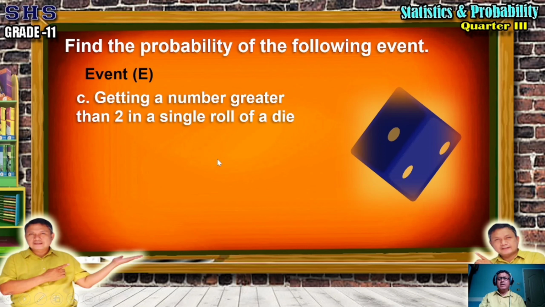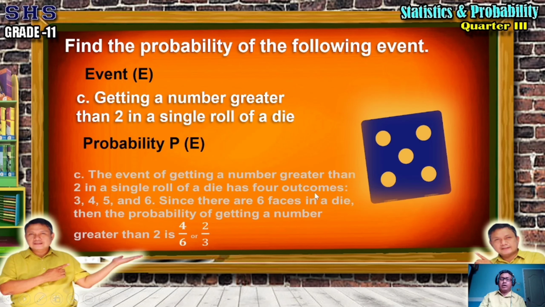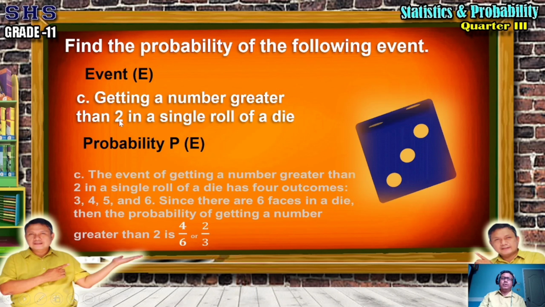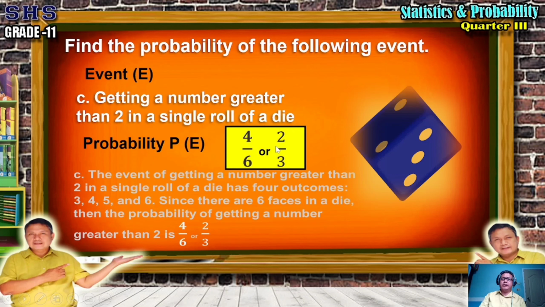Now, what is the probability? The event of getting a number greater than 2 in a single roll of a die has 4 outcomes. So what are those? The numbers greater than 2 are 3, 4, 5, and 6. Since there are 6 faces in a die, then the probability of getting a number greater than 2 is 4 over 6. At sa lowest term, yan po ay 2 over 3. So therefore, our final answer is 2 over 3.